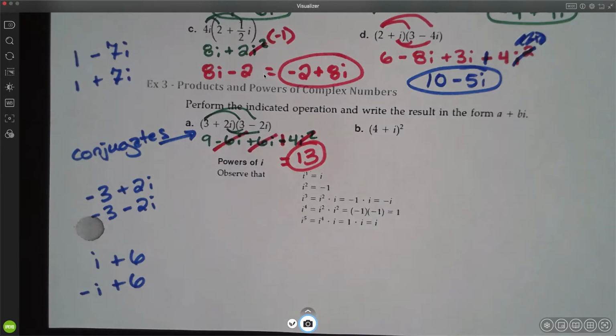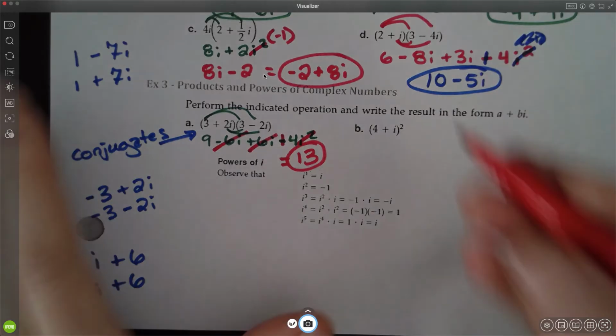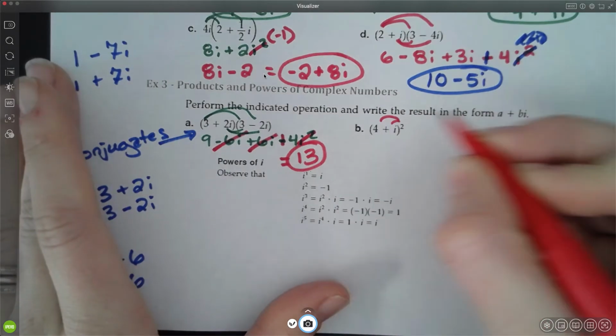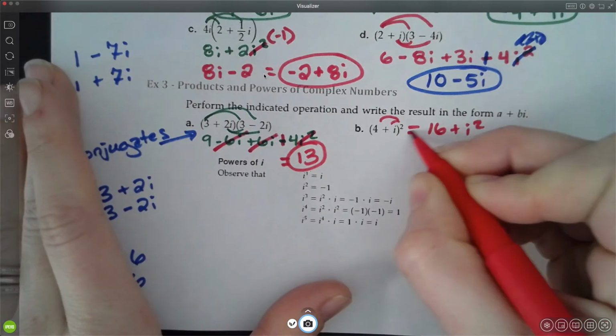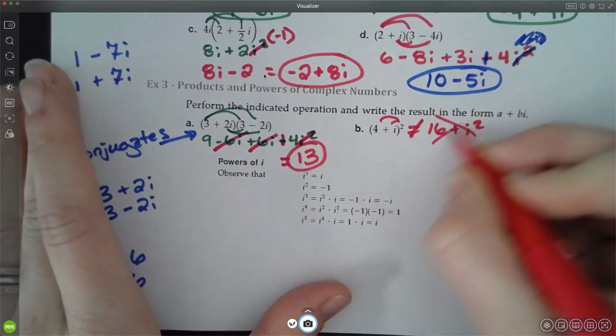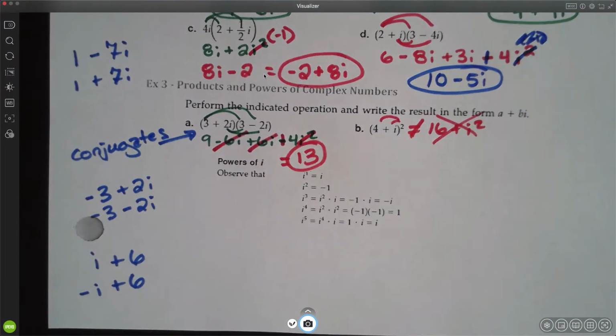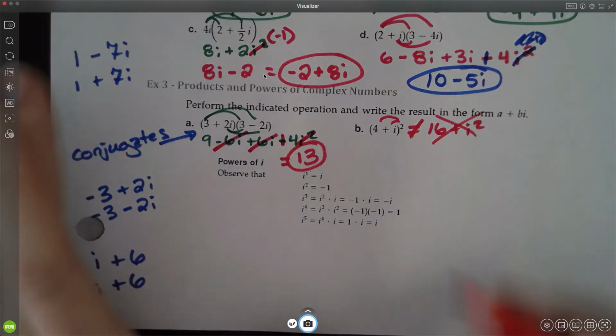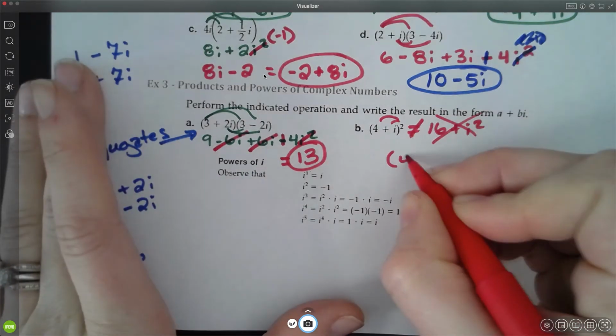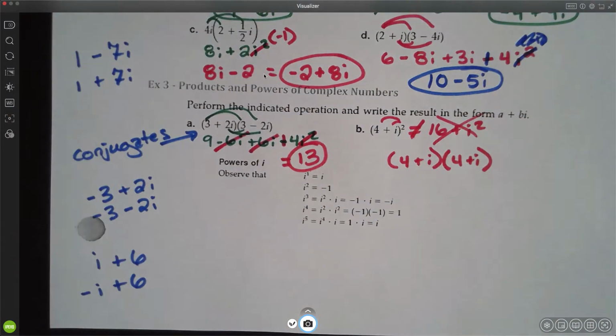Okay, part B. What are they asking you to do in part B? Foil, yes. So remember that you can't just do like 16 plus i squared. That doesn't work. No, don't do that, okay? Don't try to just distribute the 2. We have to actually foil this thing. Okay, so 4 plus i times 4 plus i. Now, are my middle two pieces going to cancel out if I take the same thing times itself? No, only when you have conjugates, okay?